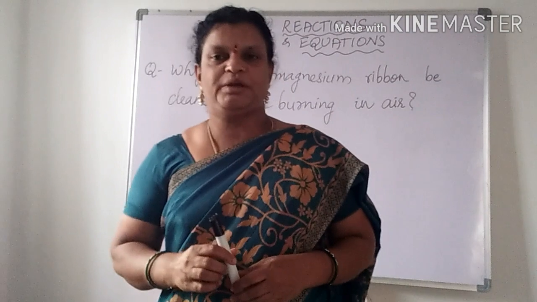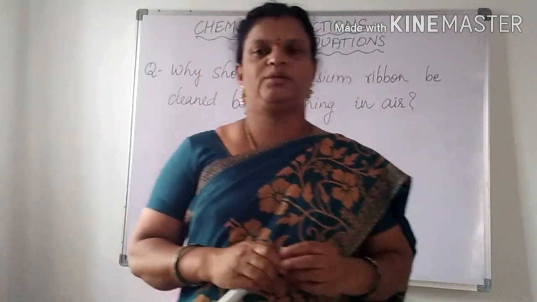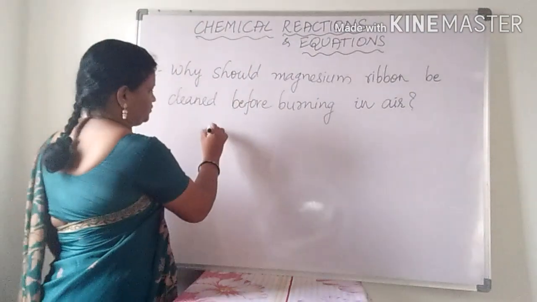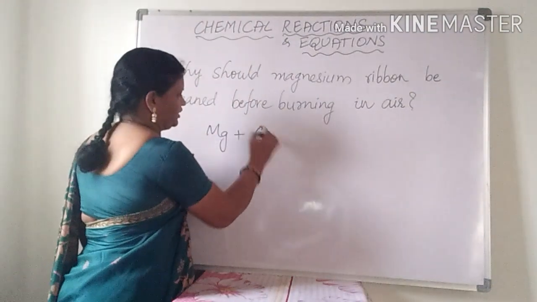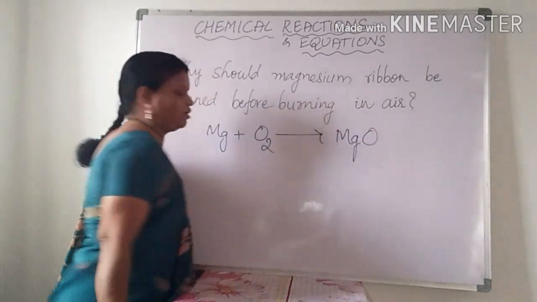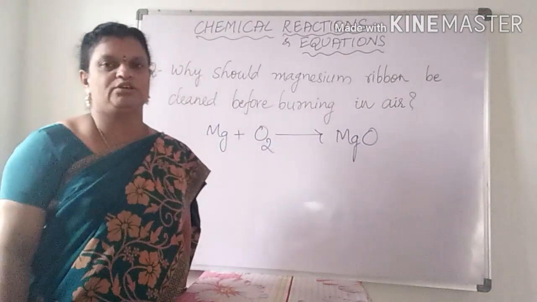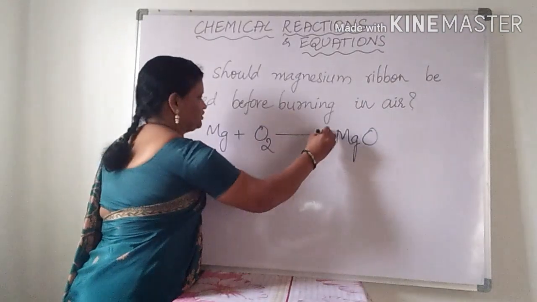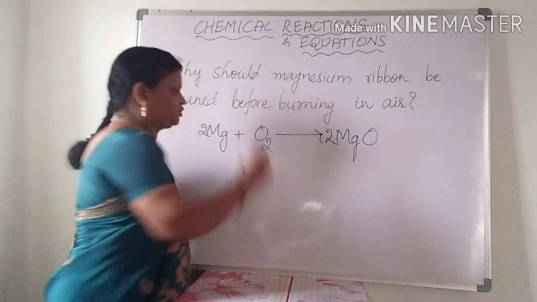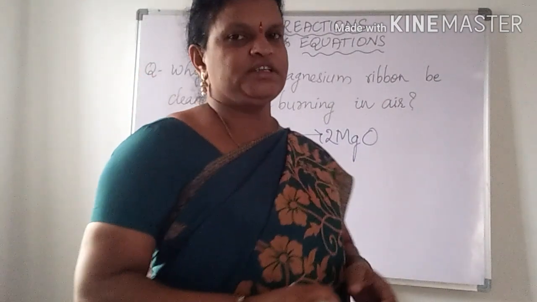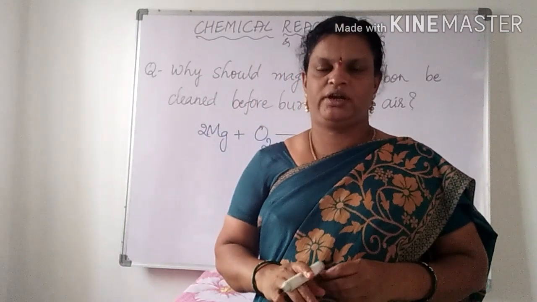We are going to do this experiment to understand combination reaction, when magnesium reacts with oxygen to form magnesium oxide. To write the balanced equation, we write 2 Mg plus O2 gives rise to 2 MgO. This experiment we are doing to understand combination reaction, right?